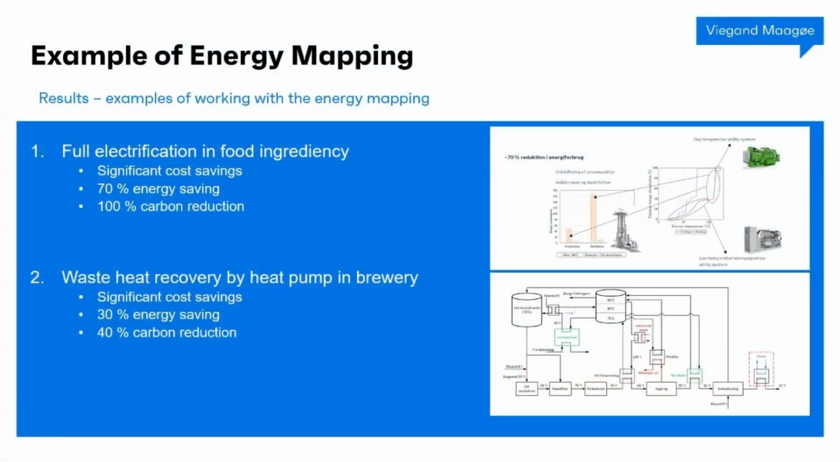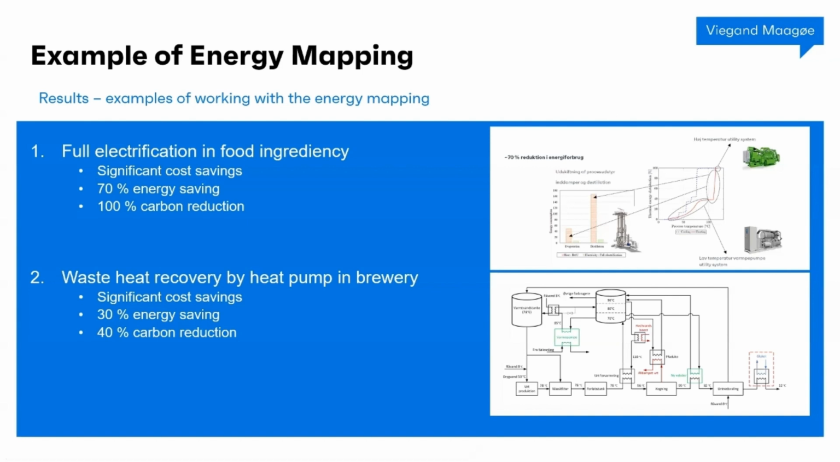Here, just some. We will not spend too much time on it. It's just to show that we have been using this approach, even though it's relatively simple, but it's actually been the basis for a number of very, very large projects, both in Denmark and internationally. Here's an example of a food ingredients company that actually wants to become carbon neutral by electrifying. And the basis for all the decisions in terms of converting from a fossil-based production to a 100% electrical-based production was the energy mapping.